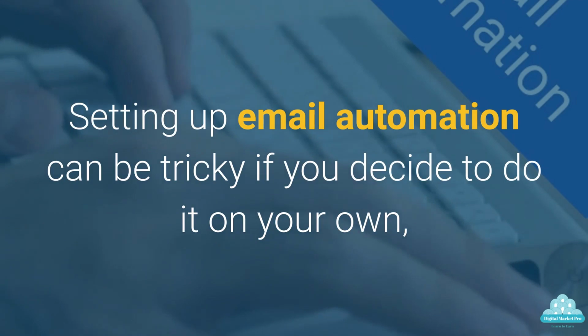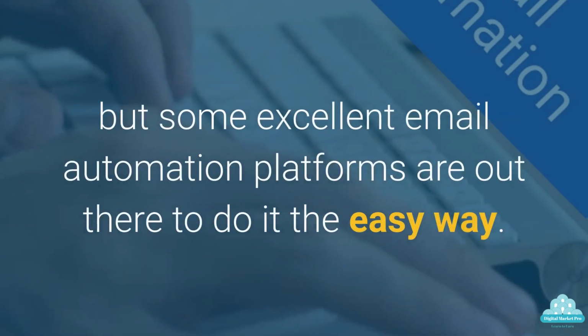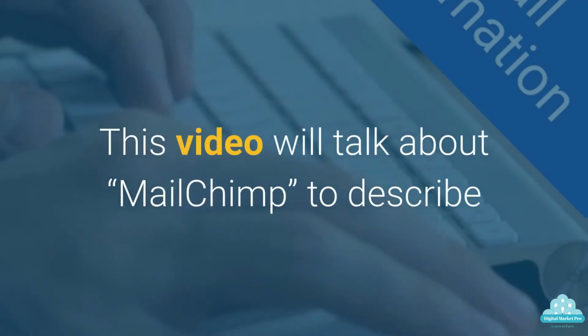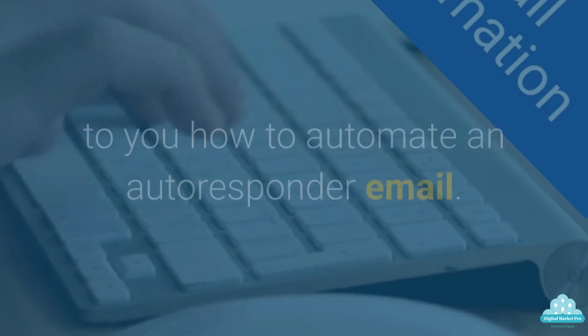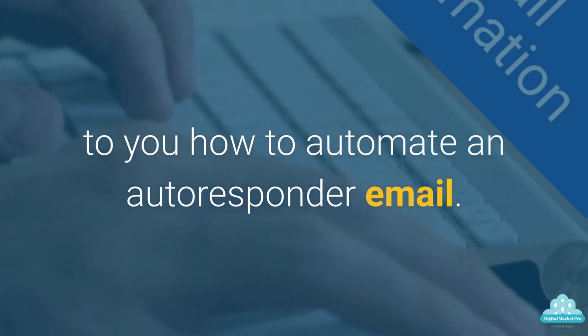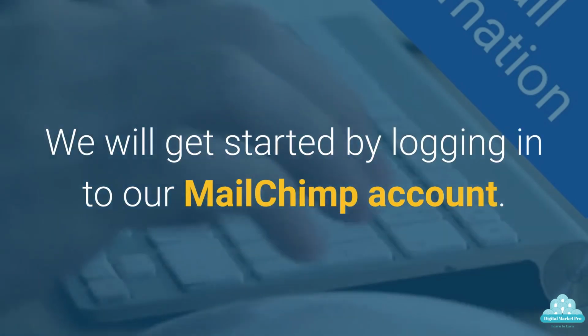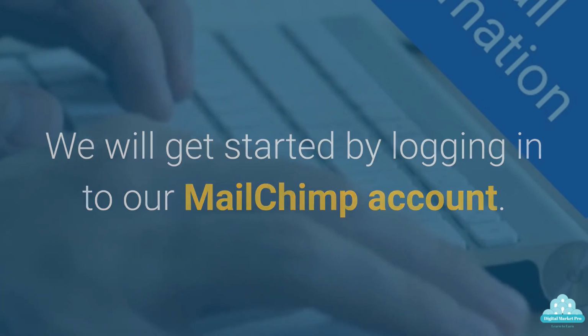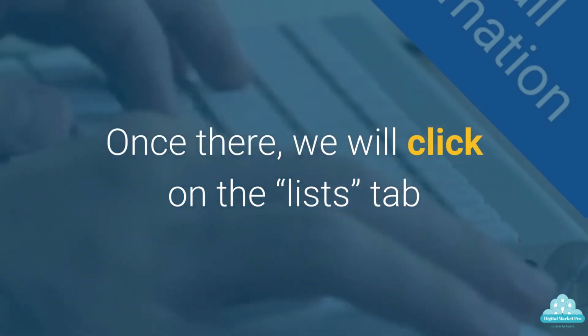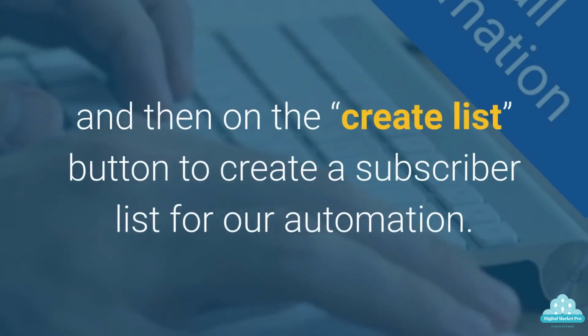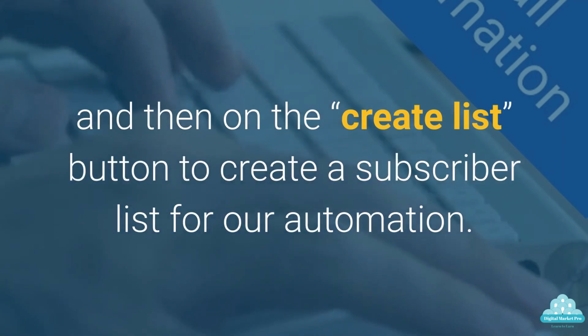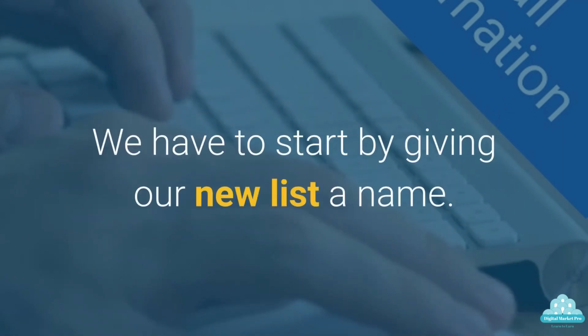Setting up email automation can be tricky if you decide to do it on your own, but some excellent email automation platforms are out there to do it the easy way. This video will talk about MailChimp to describe to you how to automate an autoresponder email. We will get started by logging into our MailChimp account. Once there, we will click on the Lists tab and then on the Create List button to create a subscriber list for our automation. We have to start by giving our new list a name.